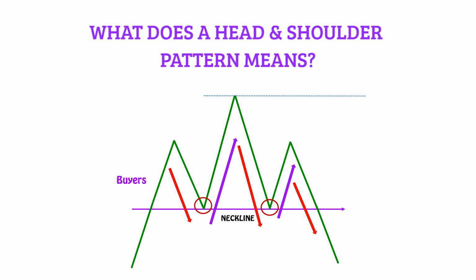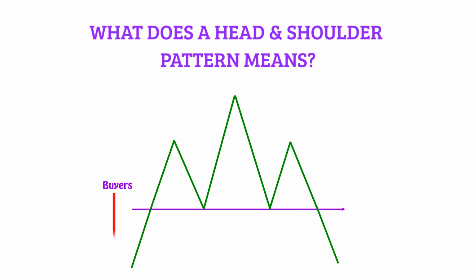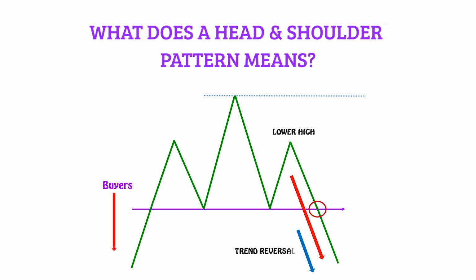A head and shoulder pattern shows that the buyers are less active in the market and price failed to make a higher high but instead made a lower high. And when the stock price falls below the neckline, then it's usually a strong indication of trend reversal and it's time to sell your position.